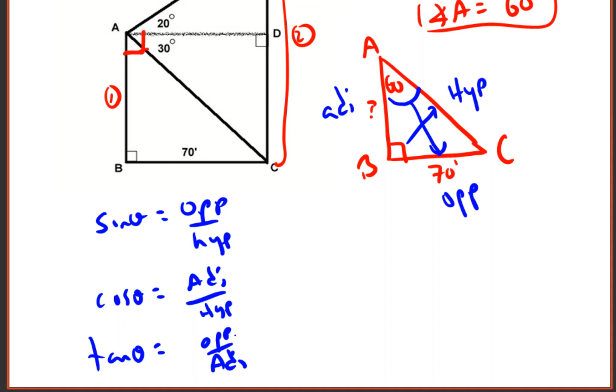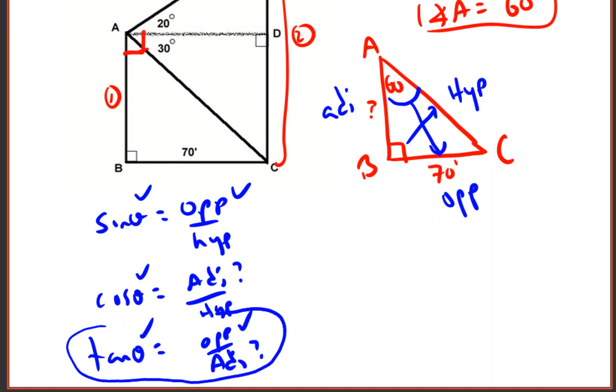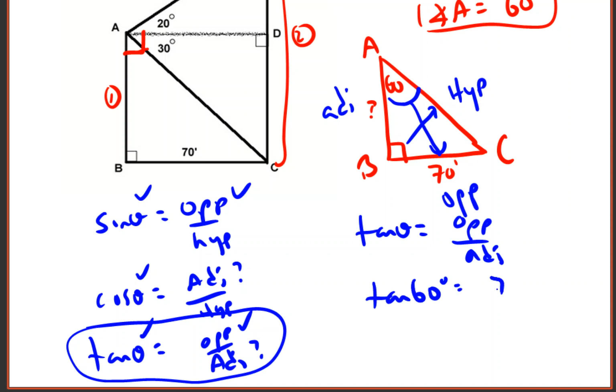Which of the 3 formulas should we use? I'm going to identify that I know the angle and I know the opposite side, and I'd like to know the adjacent side. So I've identified it has to be this formula: tan theta equals opposite over adjacent. Tan of 60 degrees equals the opposite, 70, over the adjacent, which is unknown, so we can call that A, if you like.